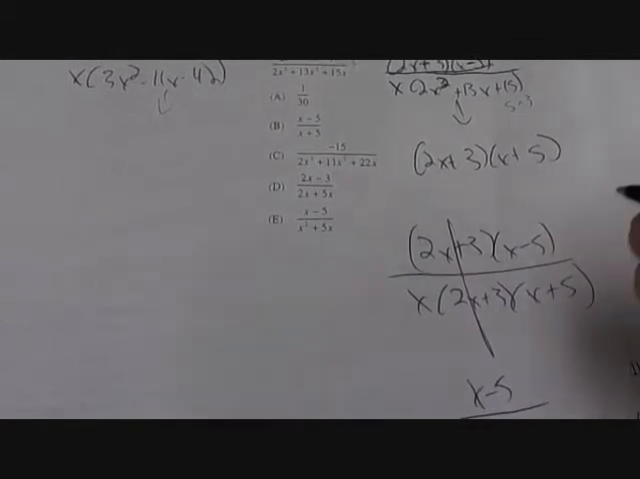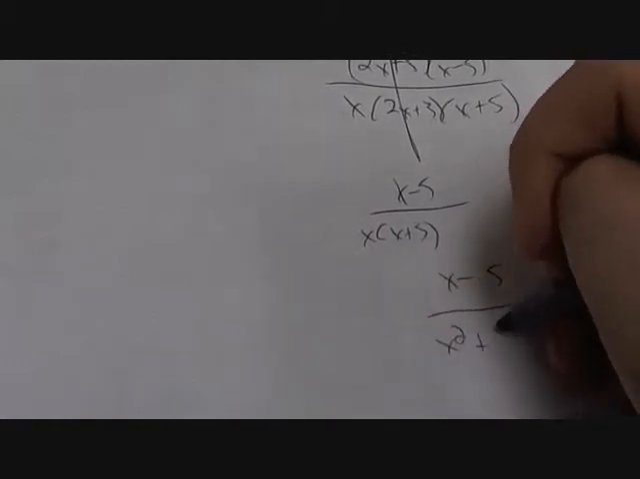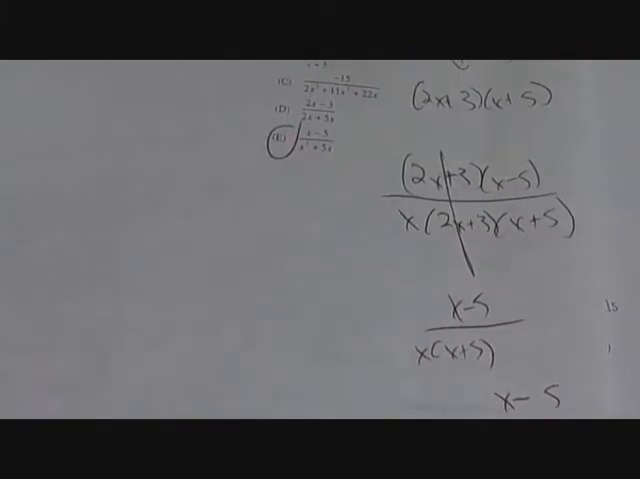So we have to distribute the x. So you're left with x minus 5 divided by x squared plus 5x. The answer is E. So remember, if you have any questions about this, we'll go over it on Monday.